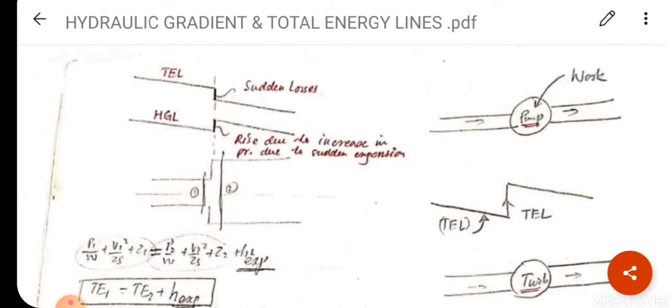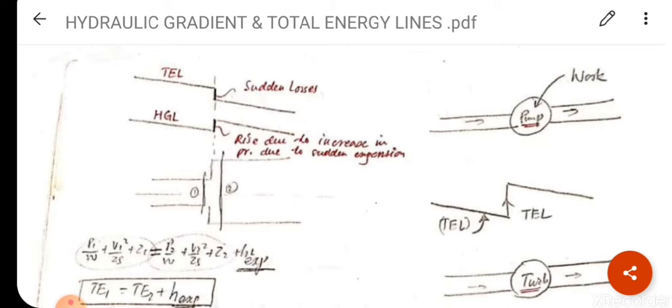So you all know that P1 by W plus V1 square upon 2G plus Z1, this is the Bernoulli's equation, is equal to P2 by W plus V2 square upon 2G plus Z2 plus head loss due to expansion. Already explained in the topic of flow through pipes, major losses and minor losses. So head loss due to expansion is minor loss for this type of flow. So I am considering first total energy line.